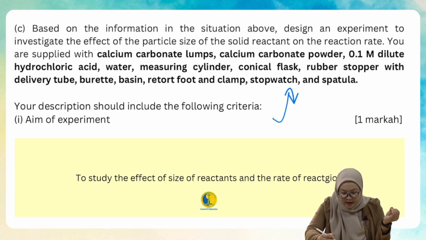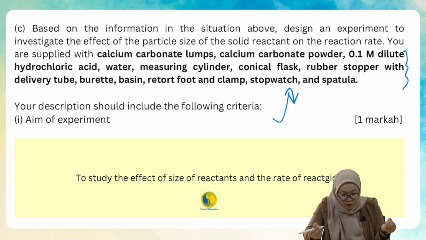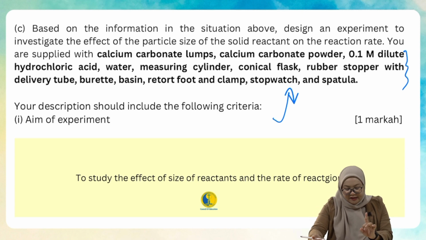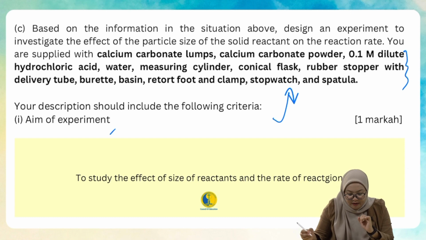So the aim of the experiment is based on the experiment played in your mind. What do you think based on the given equipment? What is the experiment that you have thought of? Your description should include the following criteria. The first question: aim of the experiment.